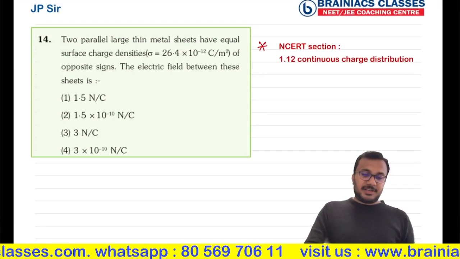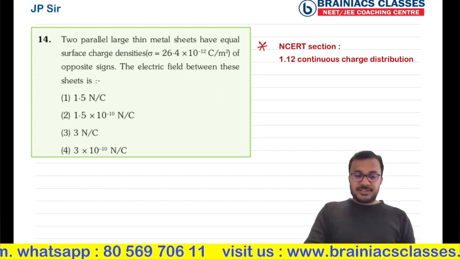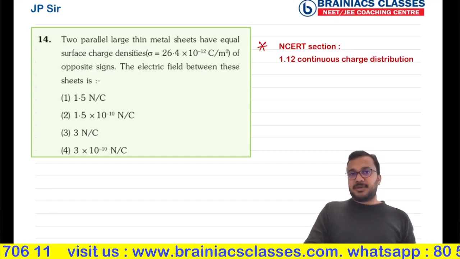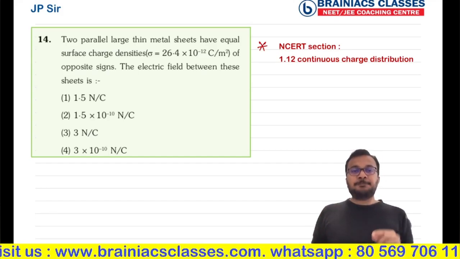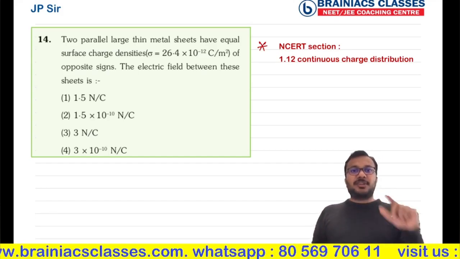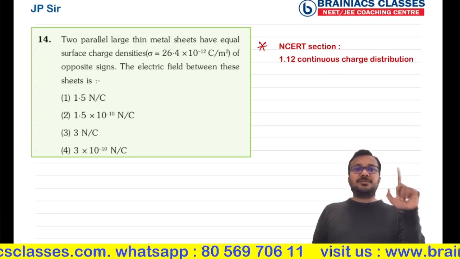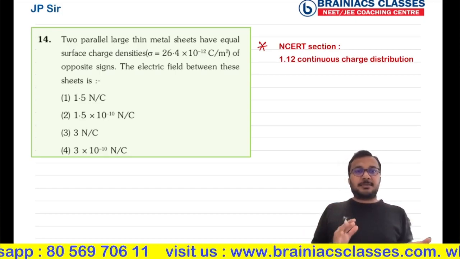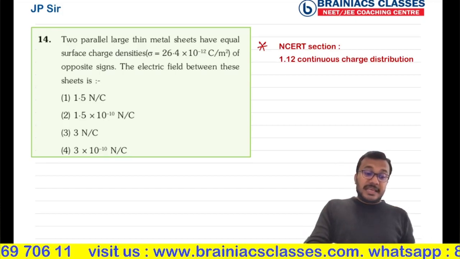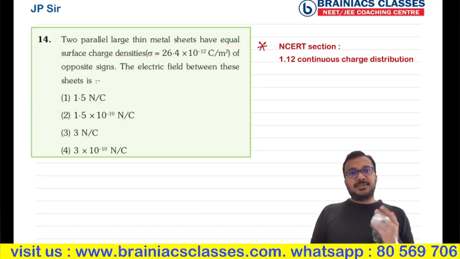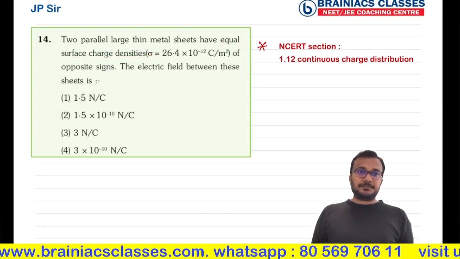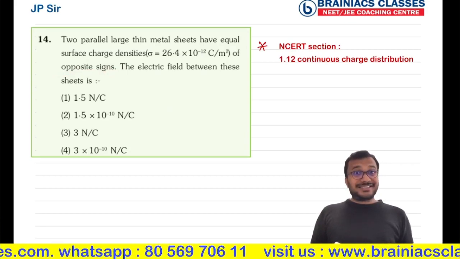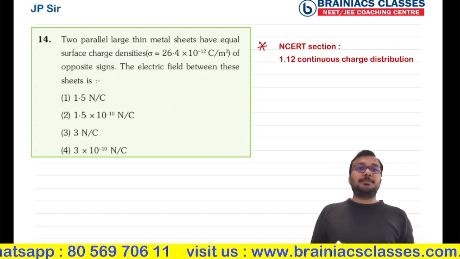Two parallel thin metal sheets having equal surface charge density, same surface charge density, 26.4 into 10 power minus 12. Surface charge density means charge by area of that particular sheet. Each sheet will have one surface charge density. That is called sigma. It may be sigma 1 and sigma 2, but they have given equal surface charge density, which means sigma and sigma, of opposite sign, which means one is positive and one is negative. Electric field between the sheets.